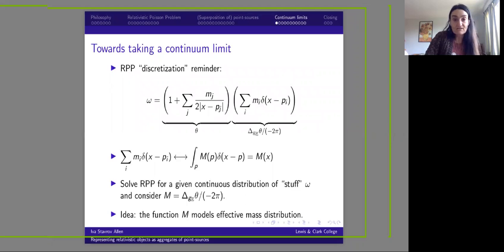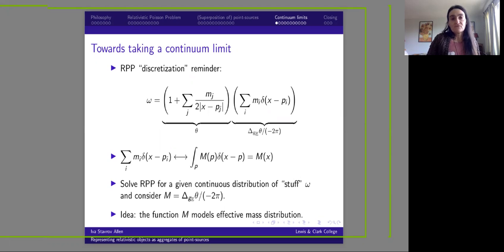I will say that in work with another student, Tatiana Benko, I have also examined the extent to which the Brill-Lindquist metrics can be taken to the limit to produce a continuous matter distribution. So towards taking the continuum limit, let me start with a matter distribution omega. I mentioned earlier how the relativistic Poisson problem decomposes omega into the interaction and the effective mass distribution part. And the effective mass distribution is the Laplacian of theta, as is pointed out in this first equation on the right.